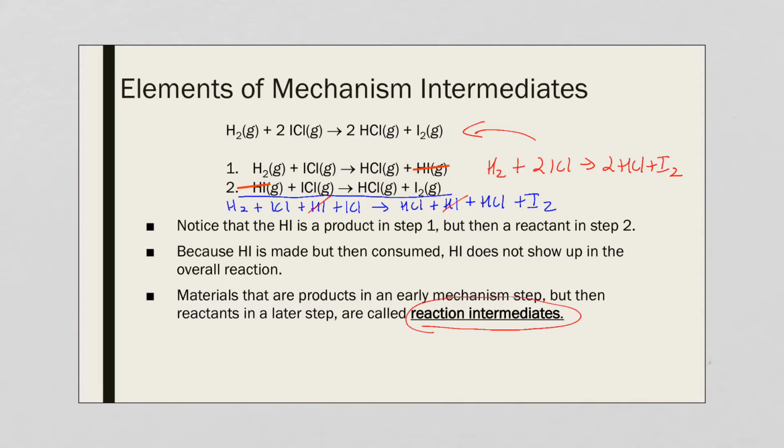So reaction intermediates are materials that are produced in an earlier mechanism step, but then are used up in a later step. These are called intermediates. Right? And so for this reaction, HI would be what we know as an intermediate. It doesn't appear in the overall reaction. It's produced in one step, used up in a later step.